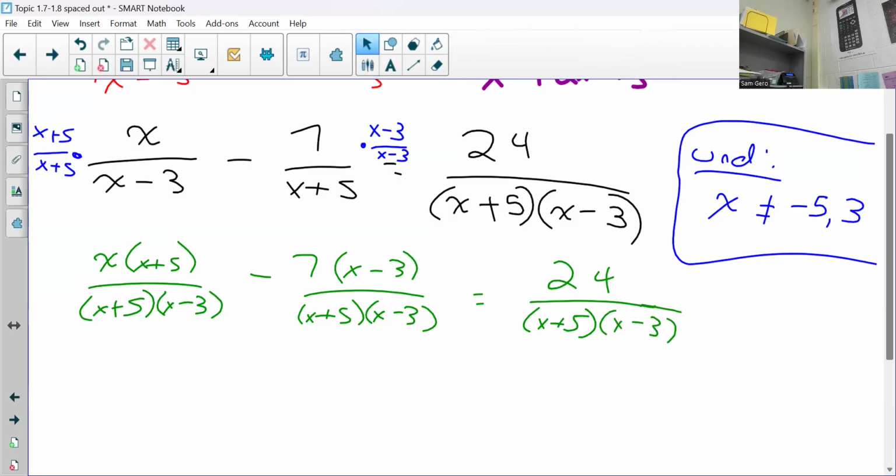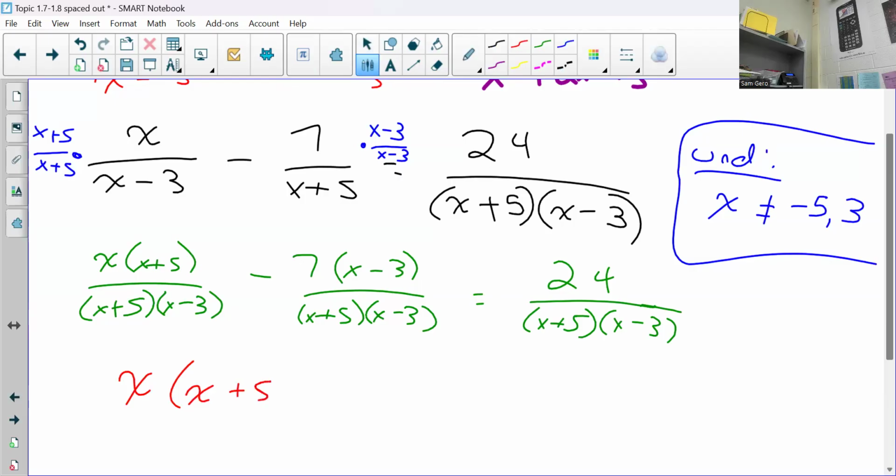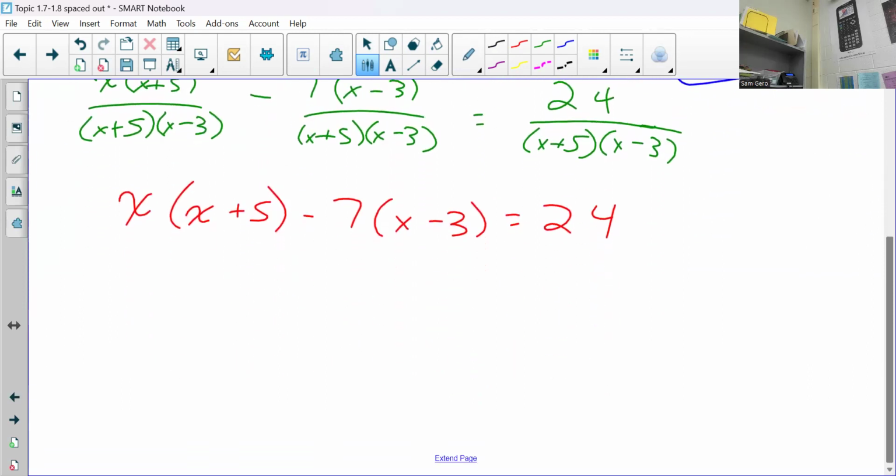And ladies and gentlemen, notice that all my denominators are the same. Once you have your denominators the same, I'm literally just going to deal with my numerators. If your denominators are the same, your numerators have to be the same. So I'm just going to deal with my numerator, because now I can distribute, simplify, and solve.